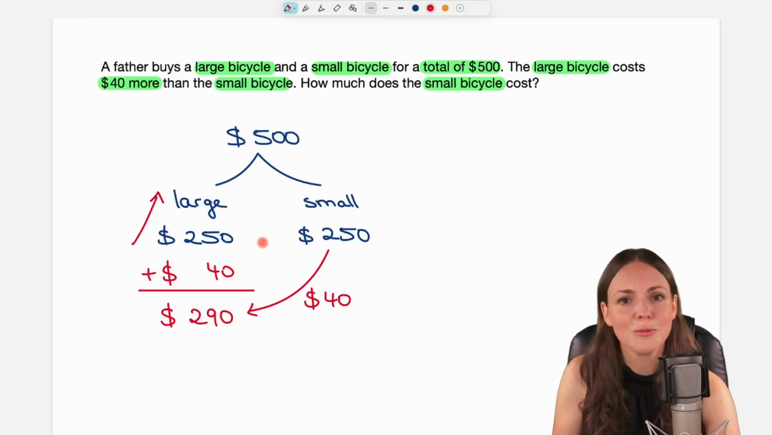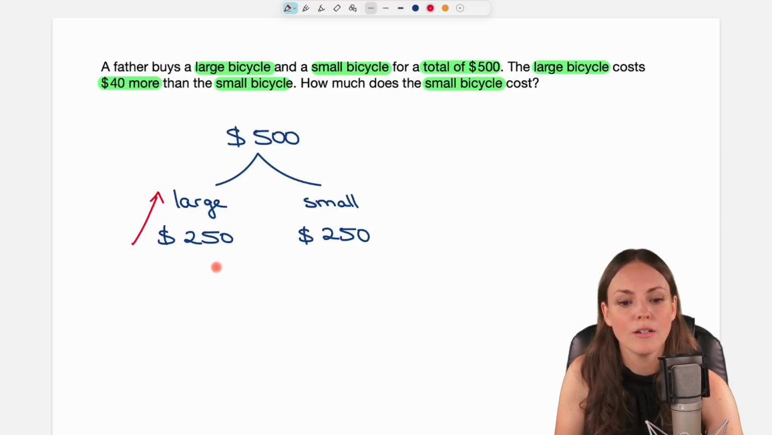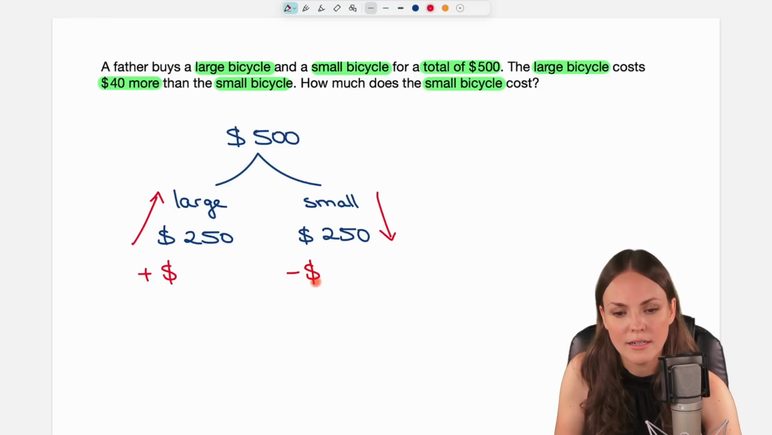But the father would not be very happy because now he would have to pay $250 and $290, which would be $540 in total. And this was not what they told us, so we cannot just take the $40 and add them here because we would change the total amount. So if we raise this price on this side, at the same time, we have to lower this price on this side.